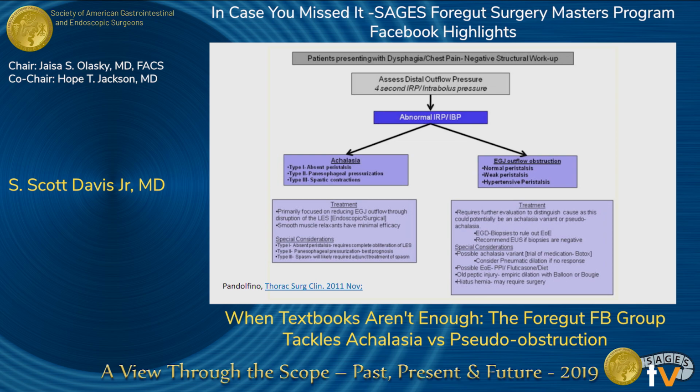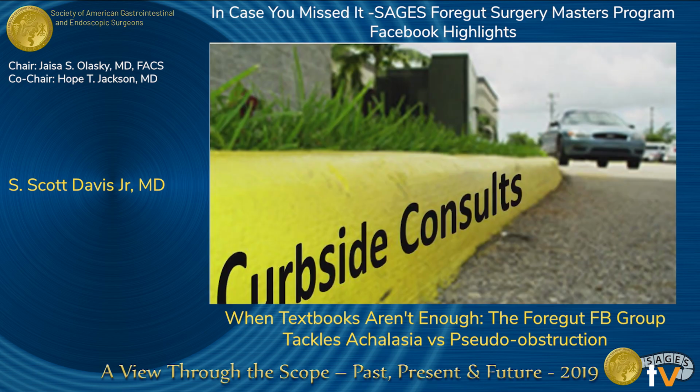For EGJ outflow obstruction, you can often still have normal peristalsis. You can have weak peristalsis if the esophagus is burned out. You can have hypertensive peristalsis, and the patient just has a mass or some distal obstruction. The treatments for these are going to be to rule out things like esophageal eosinophilia, getting an EUS if you think there might be a mass effect there, and then considering doing things like dilations or Botox to try to see how the symptoms resolve with achalasia treatments in order to rule out pseudoachalasia as a reason for it.